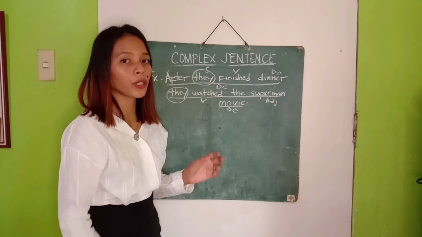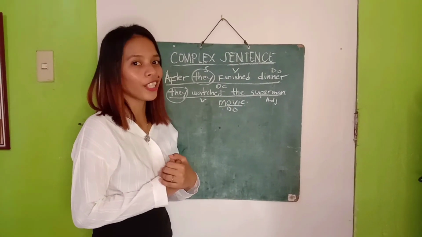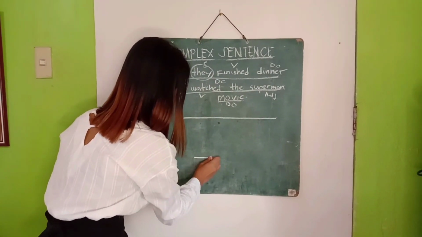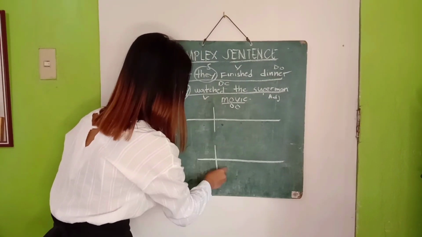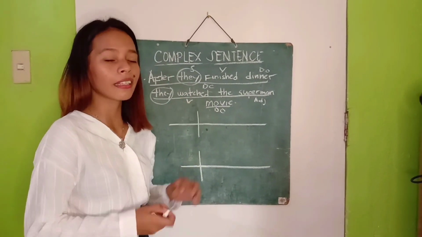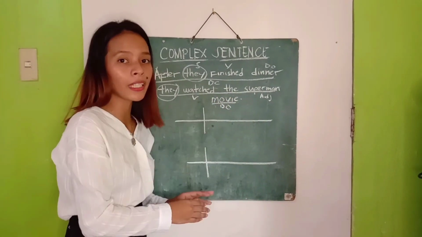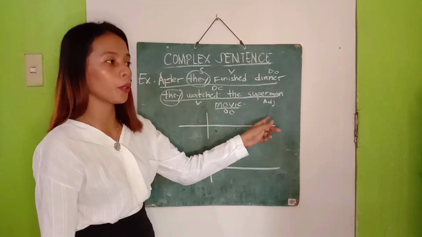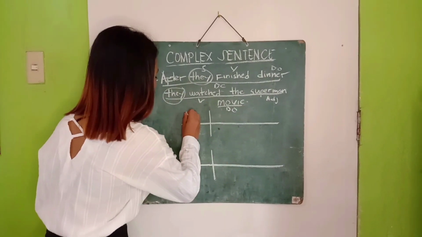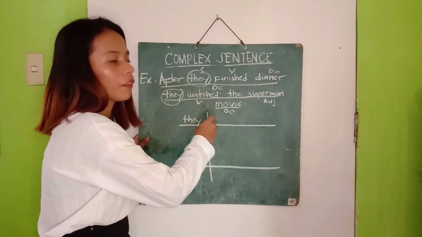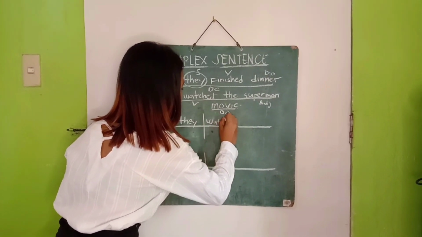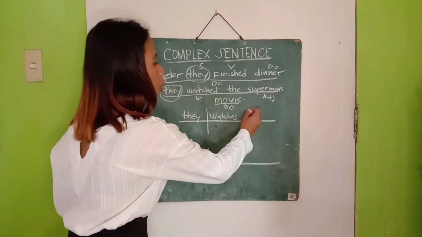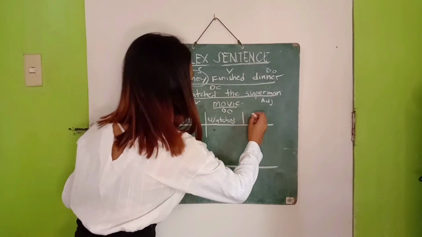To diagram this sentence, we're going to draw two horizontal and a vertical line. By diagramming a complex sentence, the independent clause is always at the top and the dependent clause is at the bottom. The independent clause in this sentence is they watched the Superman movie. The subject here is they. The verb is watched. And to separate the verb and the direct object, we're going to draw a line here and put our direct object.